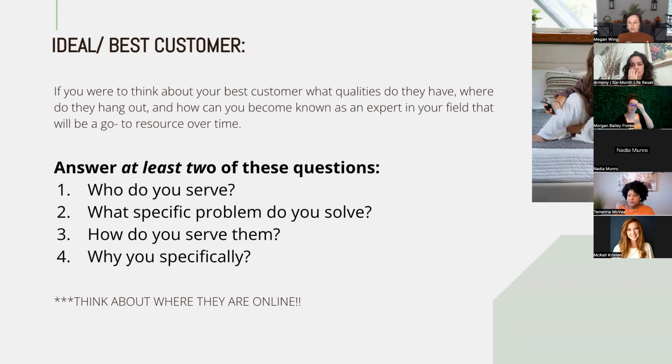Now, if you were to think about your program or your product, we want to think about who is the best fit for this program. You want to think about who you serve. You want to think about what specific problem you solve. You want to think about how you specifically serve them and why you specifically. Okay, so I want you guys to be thinking about that.